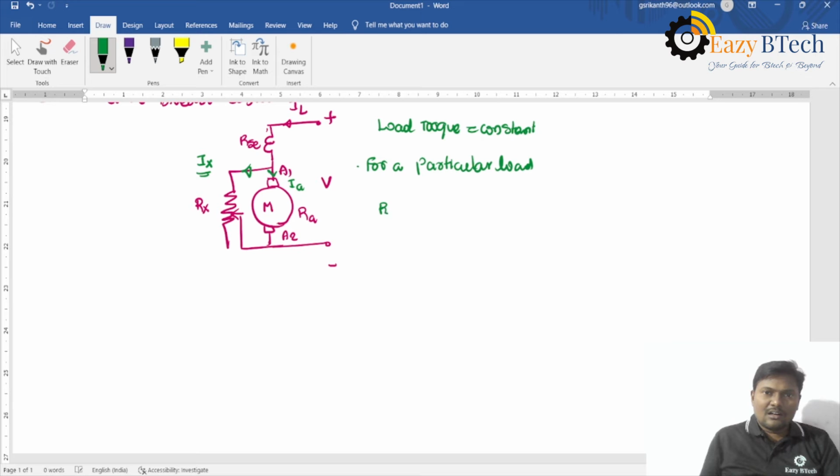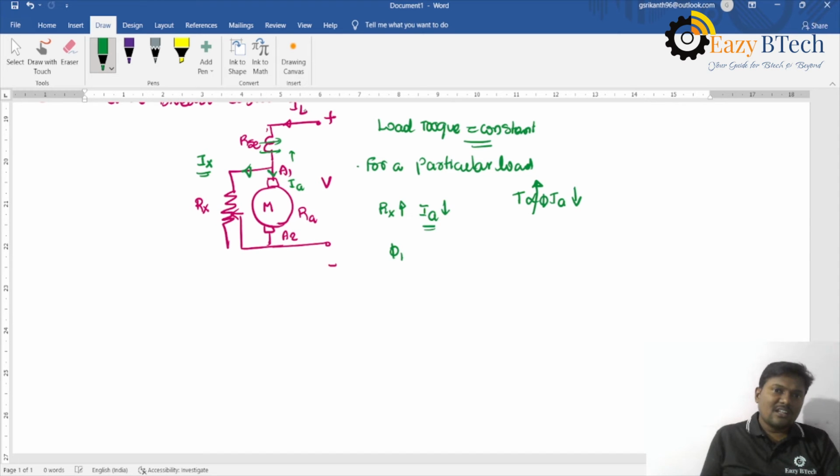If Rx increases, the current flowing through the armature decreases. If the load torque is constant, torque is directly proportional to flux into Ia. If Ia decreases, the flux produced by the series field winding increases.